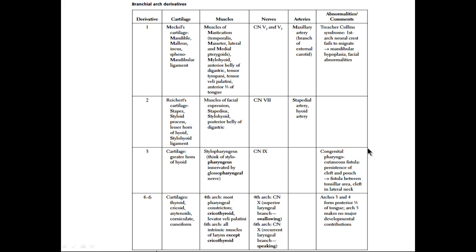Another nice table. You can look at this. It lists the abnormalities here. There's an important one here called Treacher Collins syndrome. It's a first arch problem, trigeminal nerve. It's a failure of neural crest cells to migrate in. So you're going to have problems. You're going to have a very small or missing mandible. You're going to have facial bone problems.